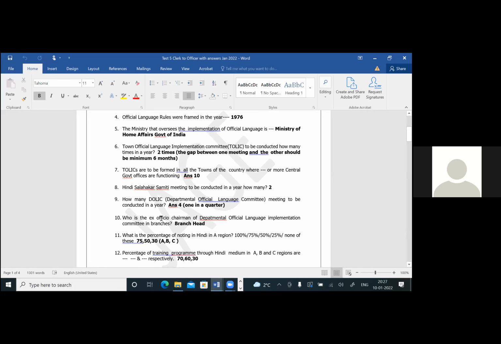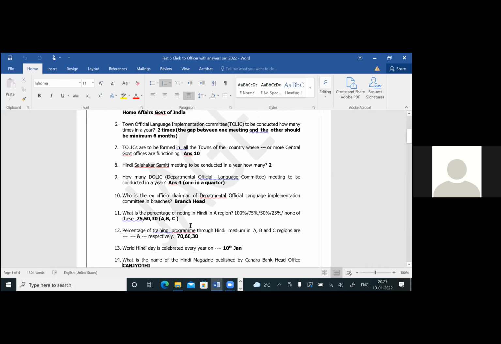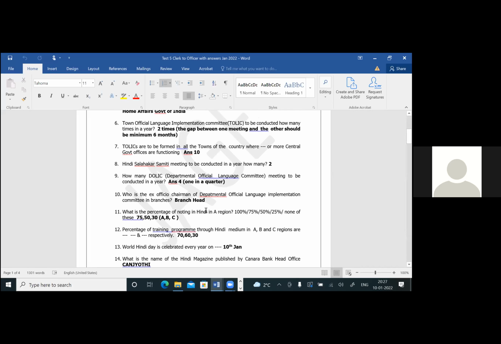Who is the ex officio chairman of Departmental Official Language Implementation Committee in the branches? The branch in charge. The branch head is the ex officio chairman of the Departmental Official Language Implementation Committee in the branches. The next question, what is the percentage of noting in Hindi in a region? So noting is there, no?